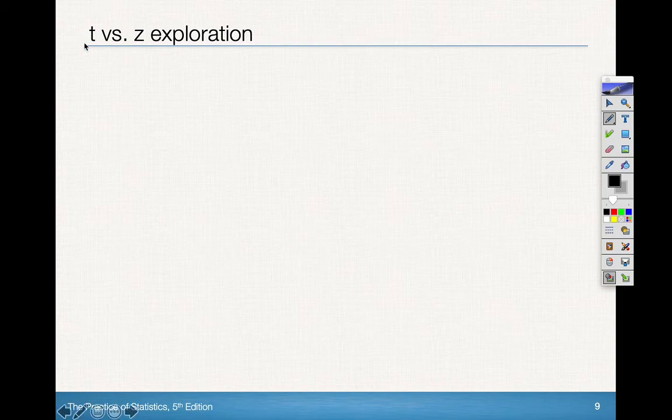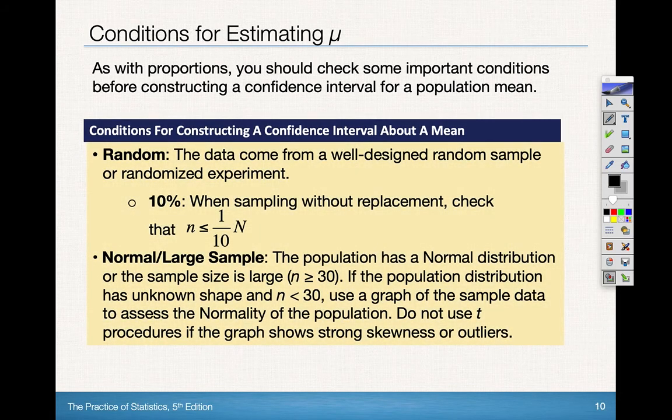Okay, again, T versus Z. T is for means, Z is for proportions. Always, never an exception. You will never use a Z for a population mean. You will never use a T for a population proportion. All right, so we had some conditions to do inference for proportions. They were random, 10%, large counts.